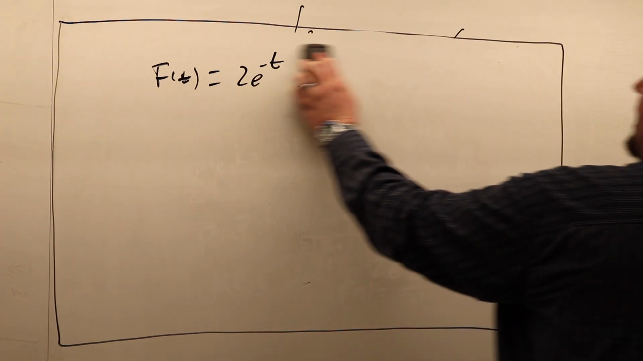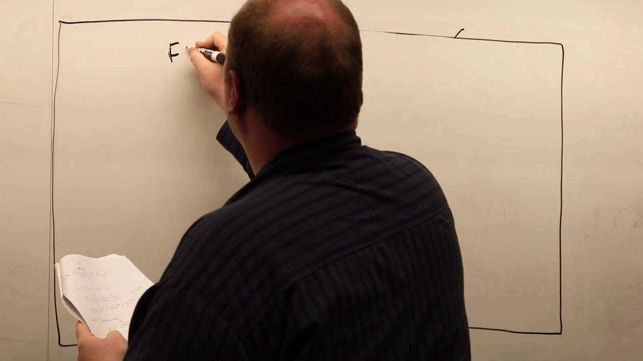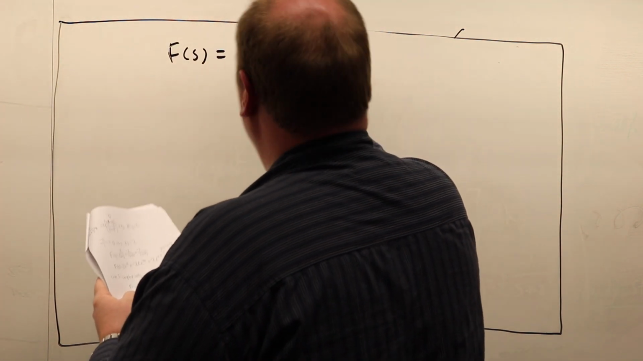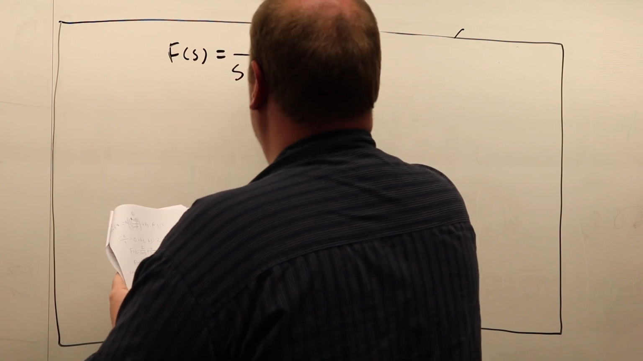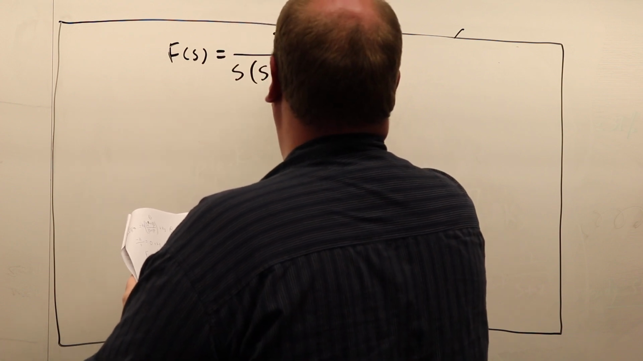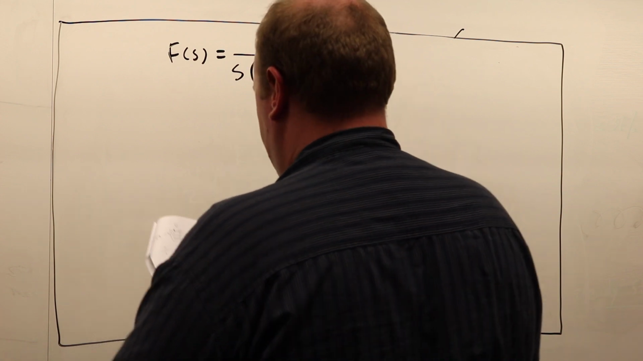The last type is going to be complex roots. So our example is going to be F of s equals 3 divided by s times s squared plus 2s plus 5.